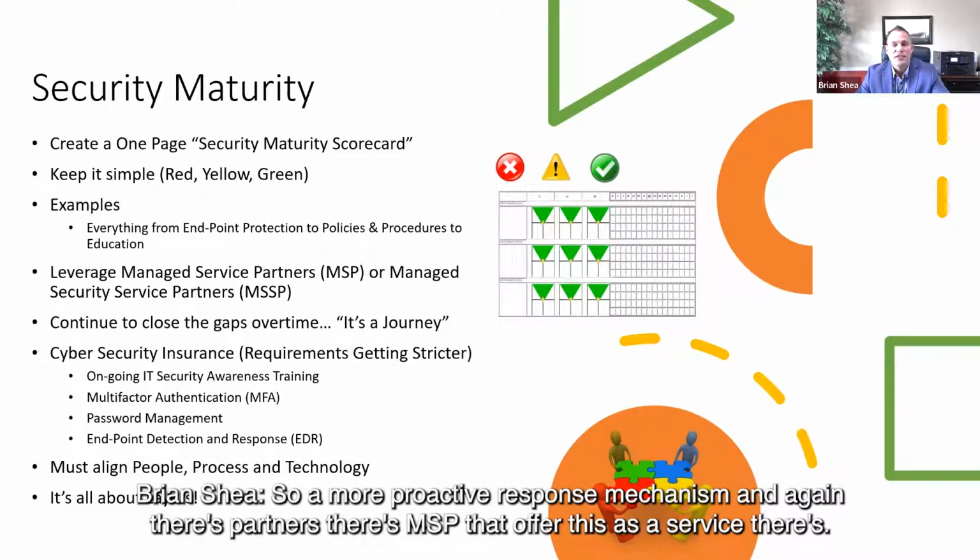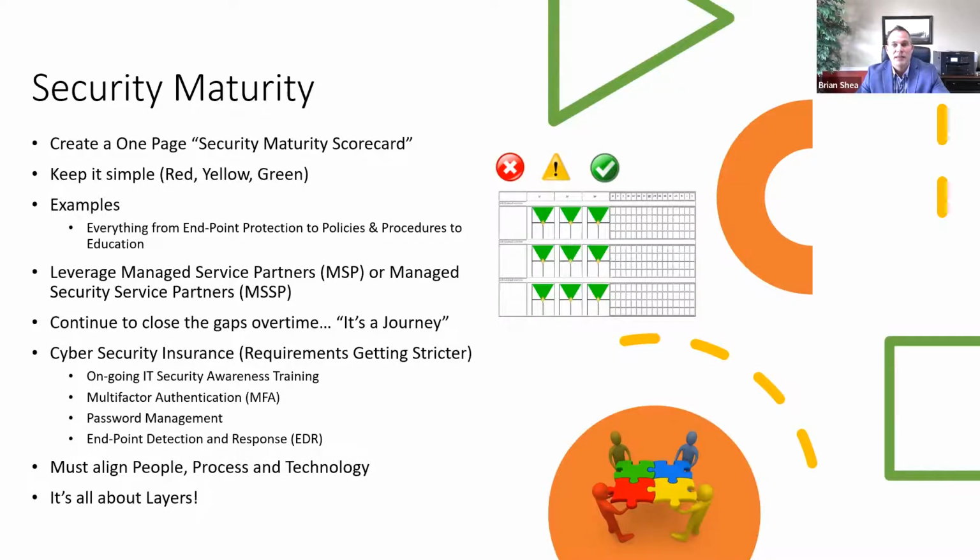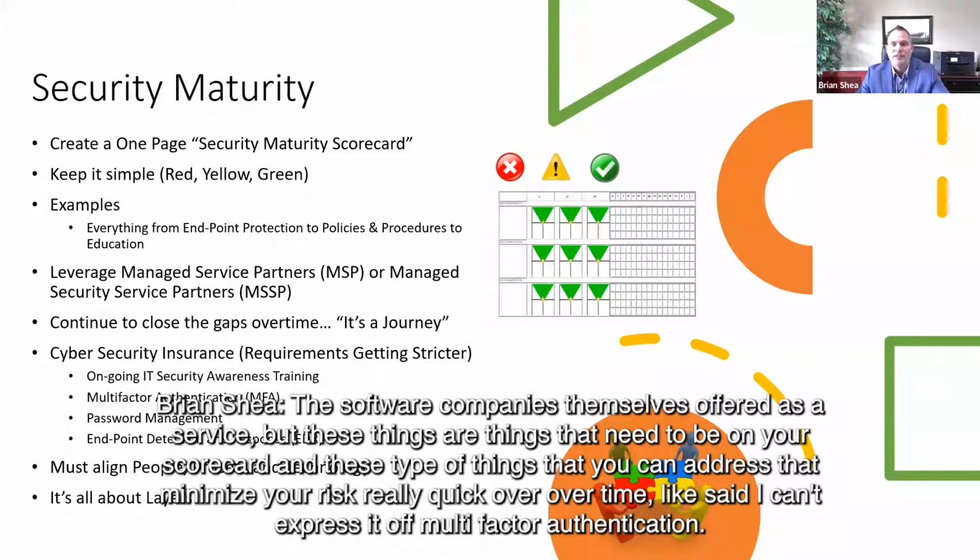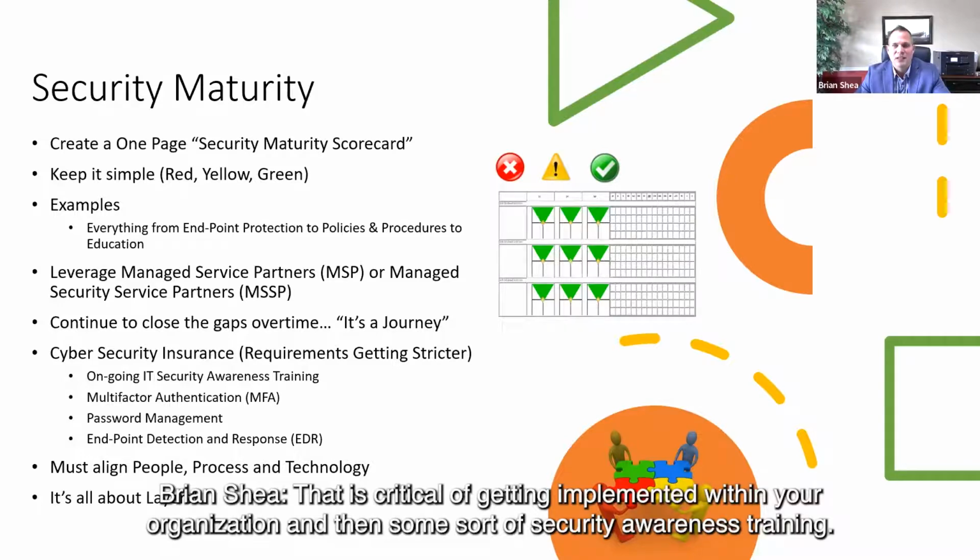And again, there are partners and MSPs that offer this as a service, and the software companies themselves offer it as a service. But these are things that need to be on your scorecard, things you could address that minimize your risk really quickly over time. Like I said, I can't express enough how critical it is to get multi-factor authentication implemented within your organization.